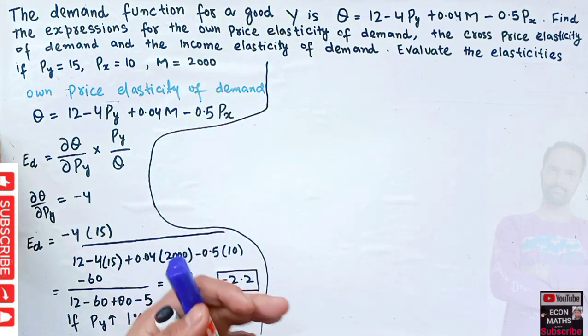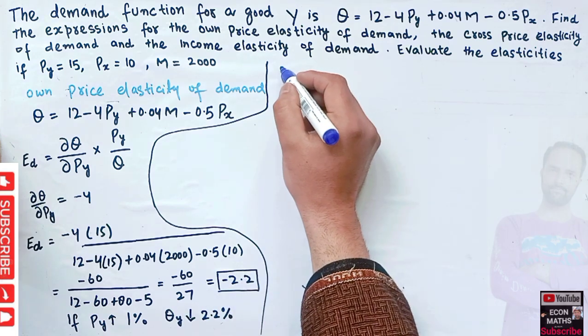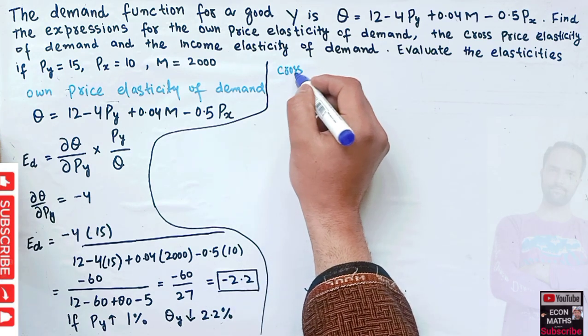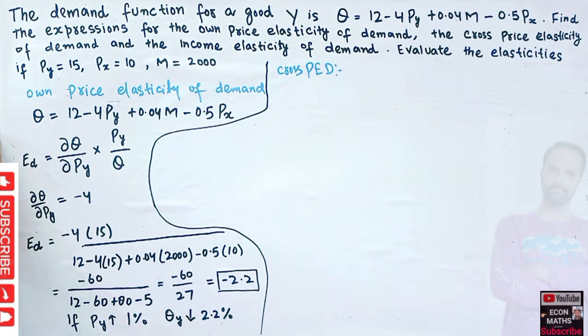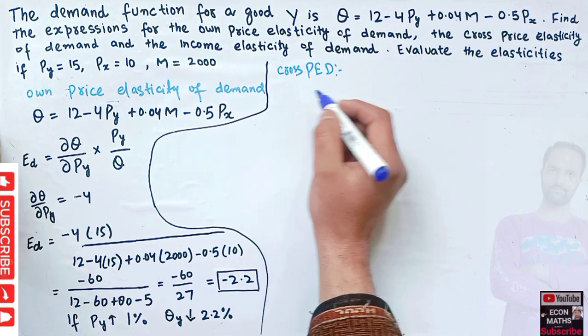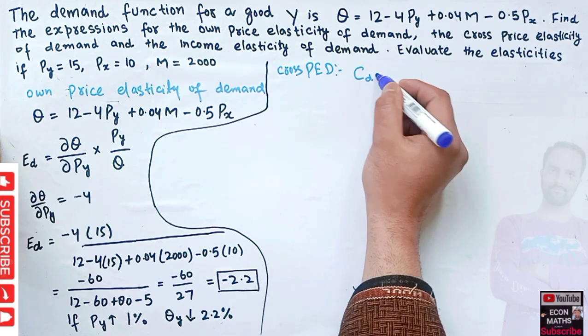Now coming to the cross price elasticity of demand. How do we write the cross price elasticity of demand? So let's write here, cross price elasticity of demand is given as follows. Let us denote it by C subscript D.